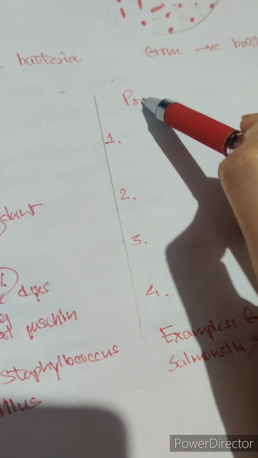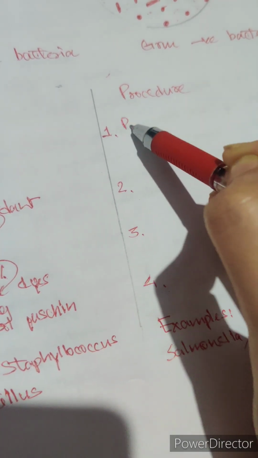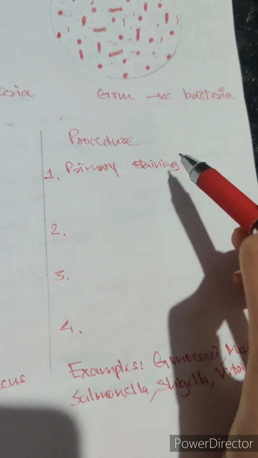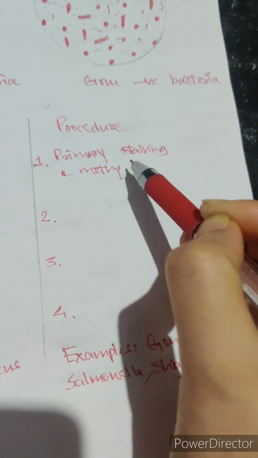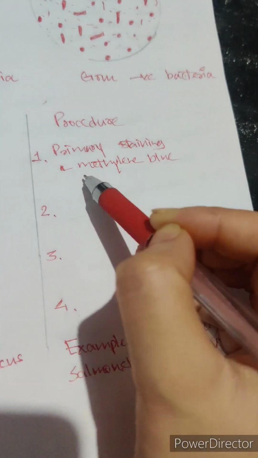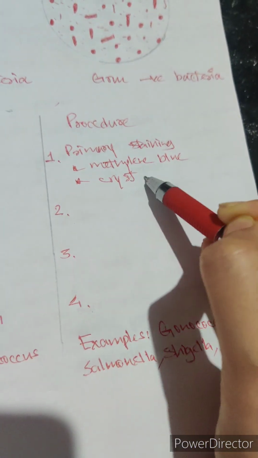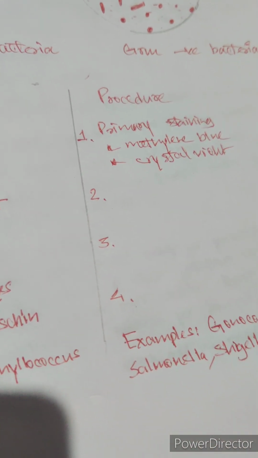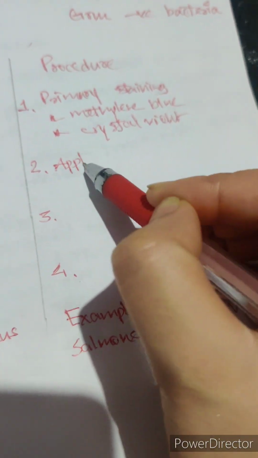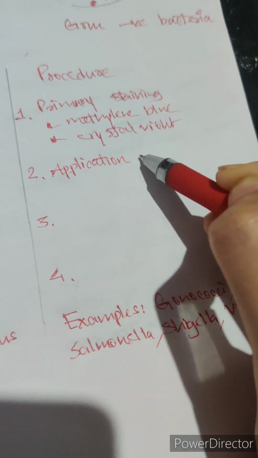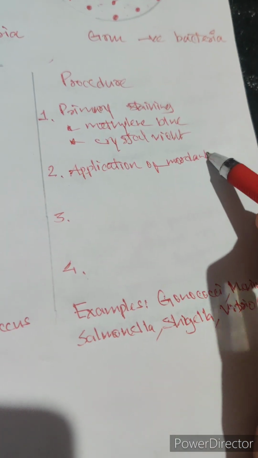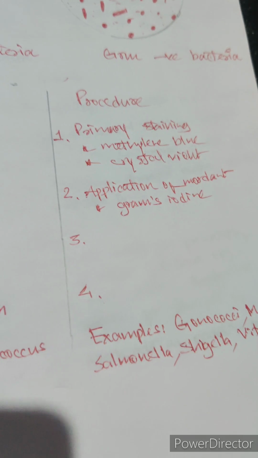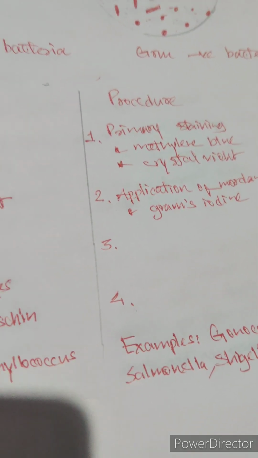The procedure is the same. First we take the primary stain, the same methylene blue and crystal violet. After application of these stains on the glass slide, we will rinse it off. Second is the application of mordant. Here it is the gram's iodine. Let me remind you, these mordants help in the deeper penetration of these stains.